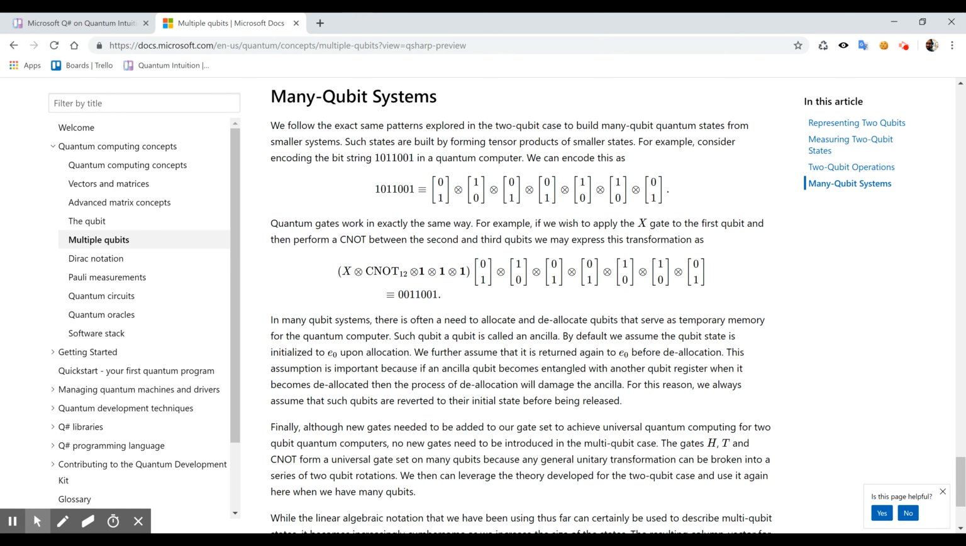Okay. So you see, the X gate applied to the first qubit, the 1 turned into a 0, and a CNOT between the second and the third, which leaves them unchanged because it's a 0.